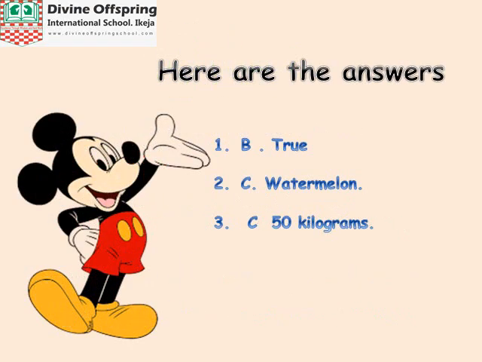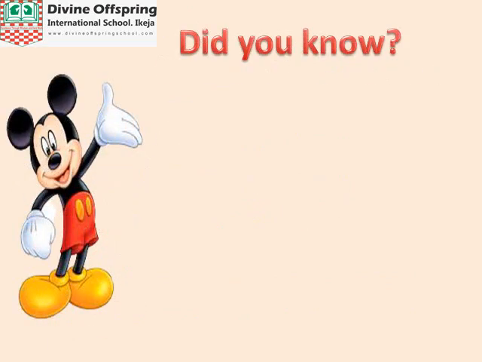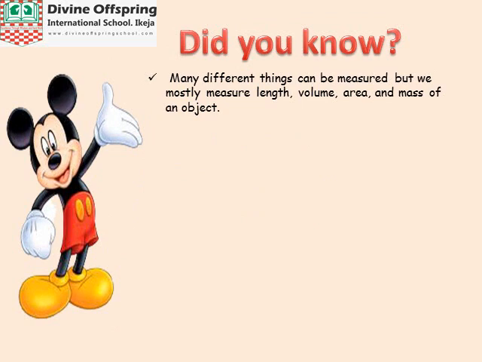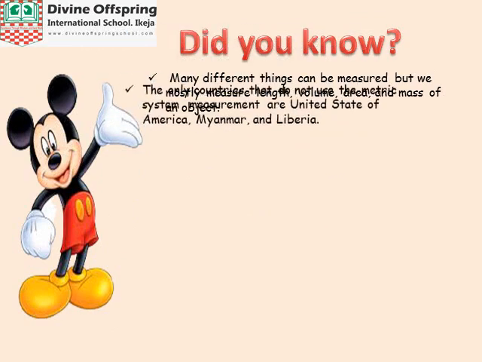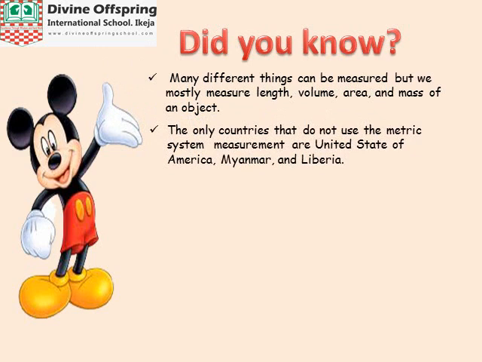Now, here are the answers. Number 1, true. Number 2, watermelon. Number 3, 50 kilograms. Did you know that many different things can be measured, but we mostly measure length, volume, area, and mass of an object? The only countries that do not use the metric system are the United States of America, Myanmar, and Liberia.